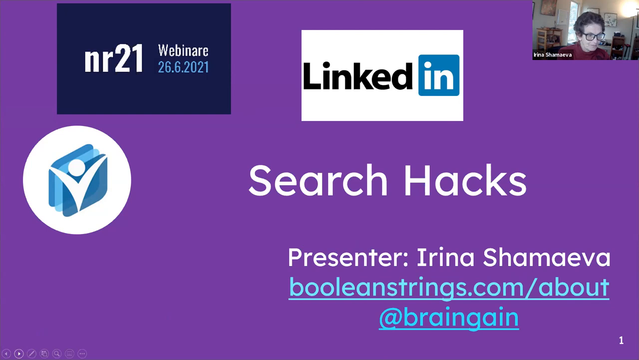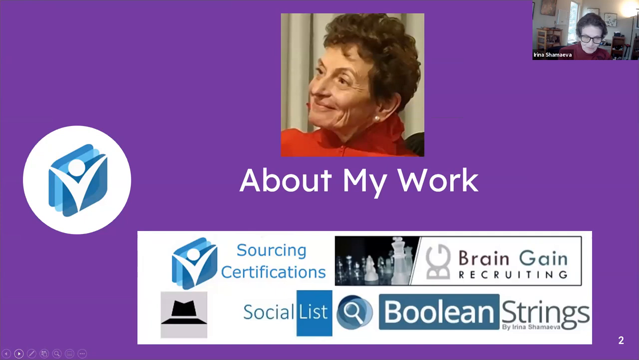A little bit about my work. I used to be a software engineer ages ago. Then I became a recruiter. And the search that we do is the search that's necessary in recruiting. It's called sourcing. When we're looking for people with particular qualities, professional background, and of course their contact information as well. And we do research, figuring out where those people might be. So we Google a lot, we are on LinkedIn all the time and do other stuff. Sourcing certification is our training, mainly for recruiters, but not just on LinkedIn, Google, and so forth. Social List is a tool we've built, and Boolean Strings is my blog.